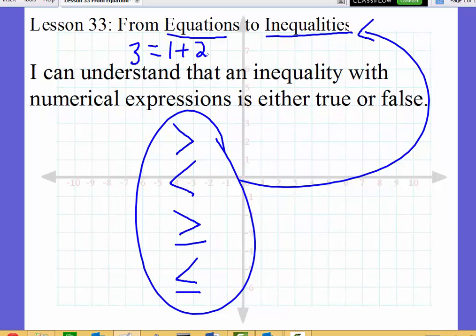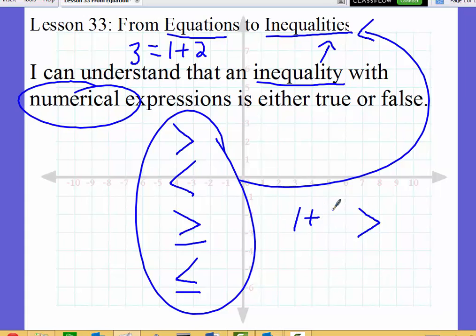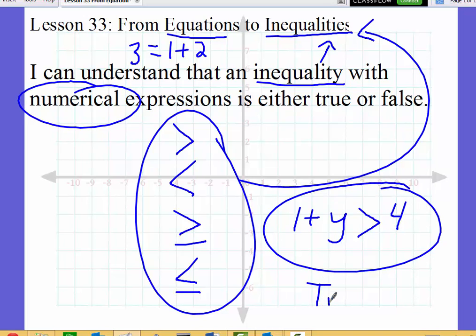Our I can statement is I can understand that an inequality with numerical expressions is either true or false. So my base for a numerical is numbers. So it's saying I can understand an inequality is true or false. So here's my inequality with numerical expressions, with numbers. So we'll be looking at equations like these and saying what can we put in for y so that they're true? What can we put in for y so that they are false?